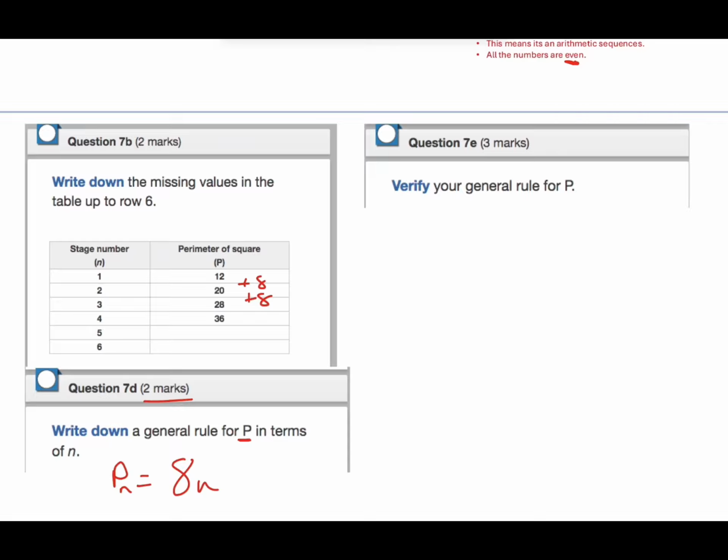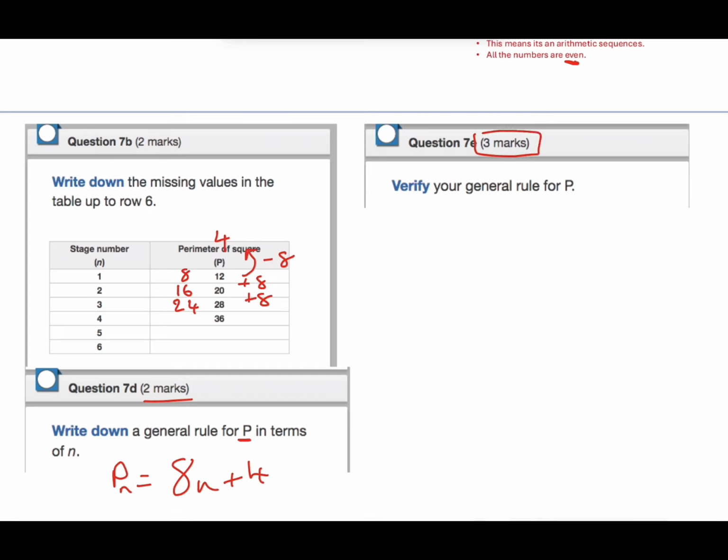However, this is not the 8 times table, because 8n would produce 8, 16, 24, and so on. So an easy thing to do is to just do the opposite of what the difference is, and that will get you what you need to actually do to the 8n. So now my rule is 8n plus 4.